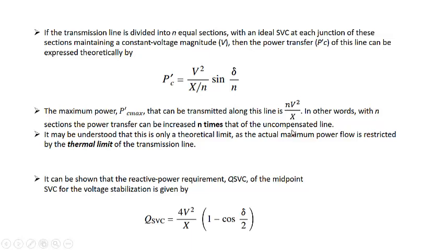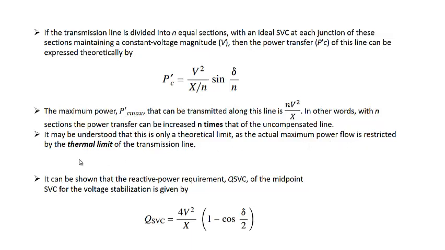By using different types of compensators at n equal sections of the transmission line, the voltage profile may be constant throughout the line or very close to constant throughout the line. But the theoretical limit, it may be understood, is only the theoretical limit. The actual maximum power flow is restricted by the thermal limit of the transmission line.